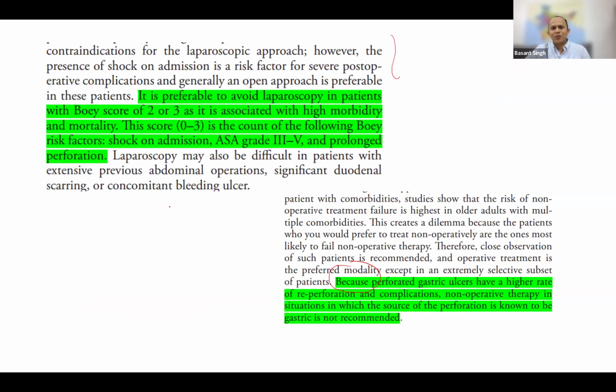This time they have talked about a lot of laparoscopic repairs. So laparoscopic repair of perforation. They are talking about this Boey score. Okay. What are the factors in the Boey score? Shock on admission, ASA grade 3, 4, and prolonged perforation. So this is where we should not do a laparoscopy. Okay.